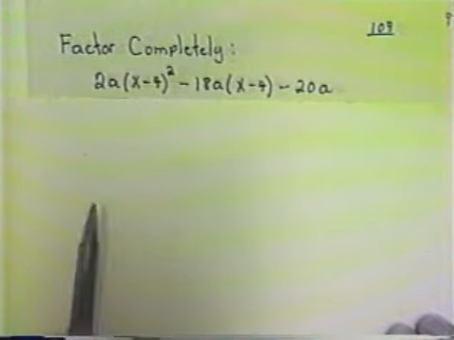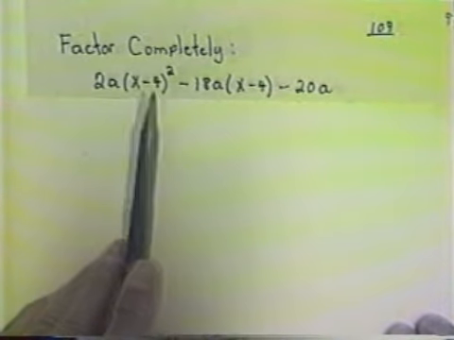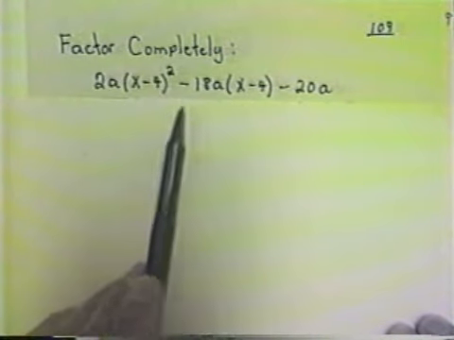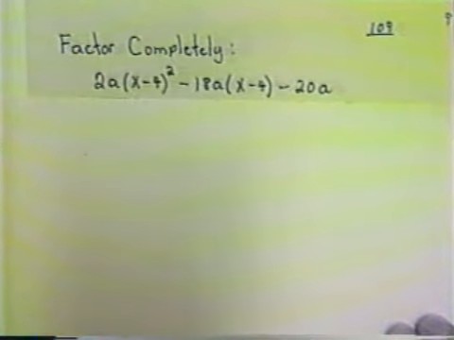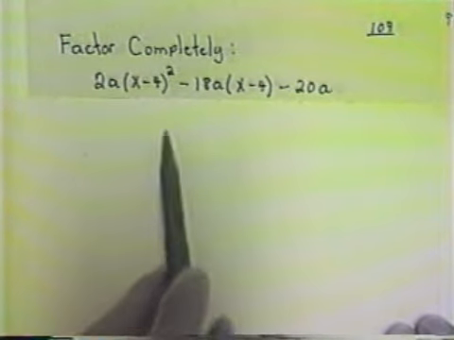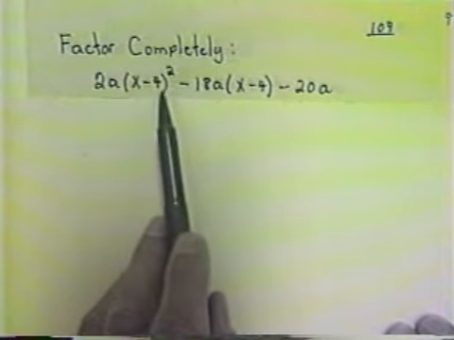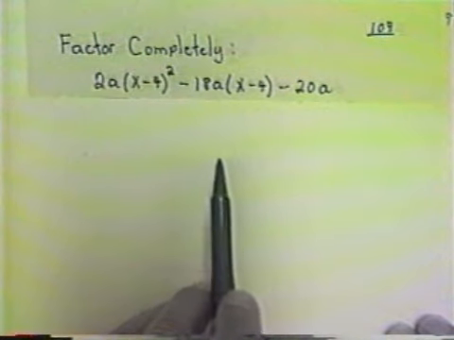Now let me give you one that's really ugly. 2a times x minus 4 quantity squared minus 18a times x minus 4 minus 20a. Now I told you this little trick on tape 8, but when you have something ugly like this, you can replace it with something that's a little bit prettier.